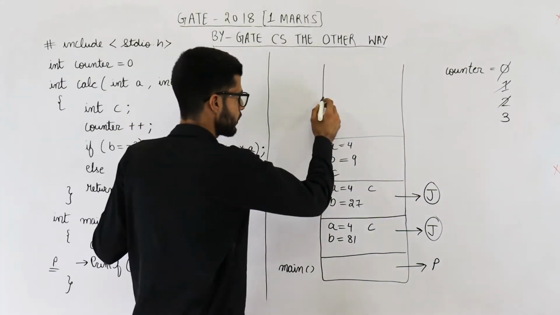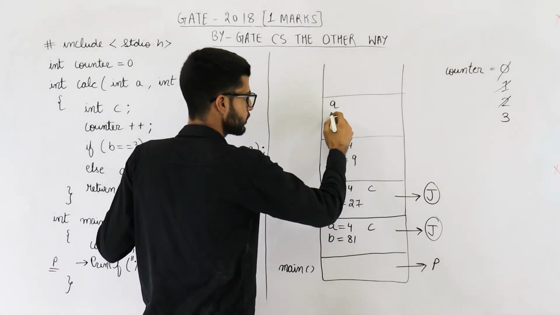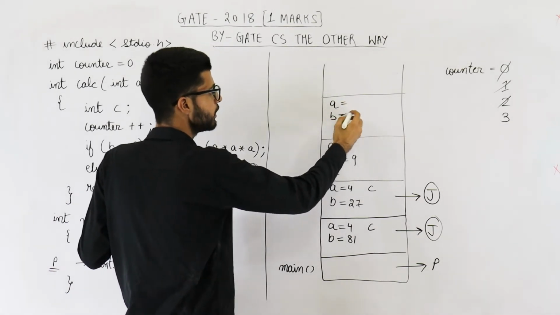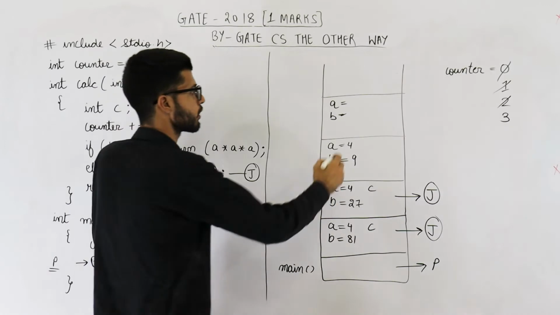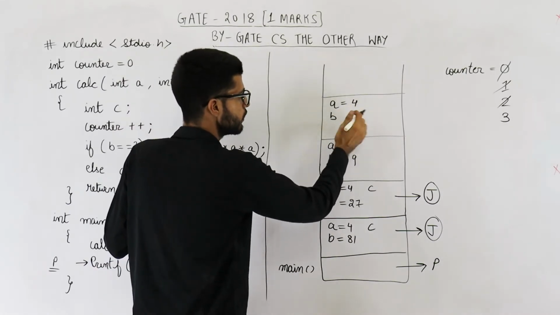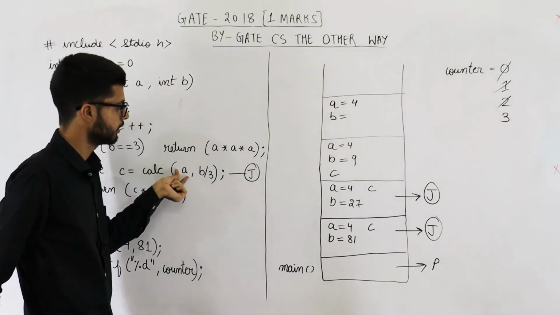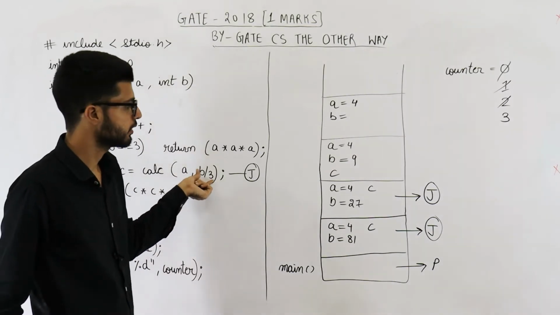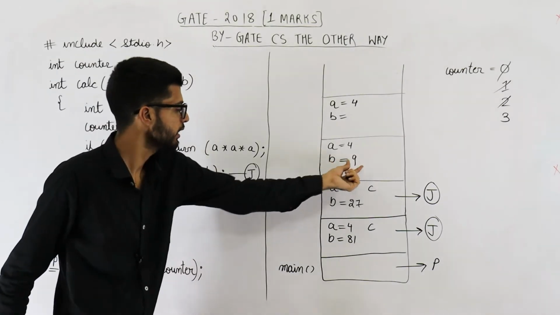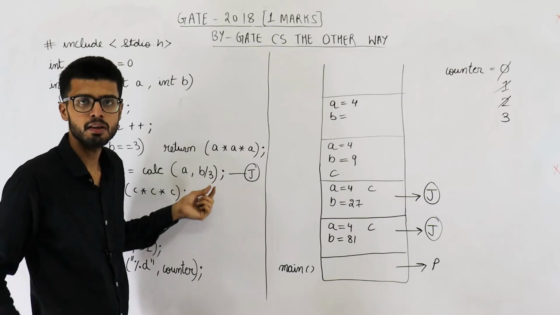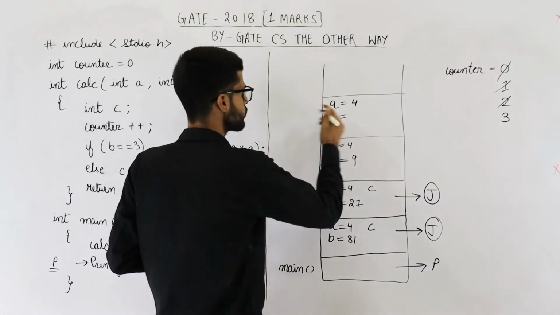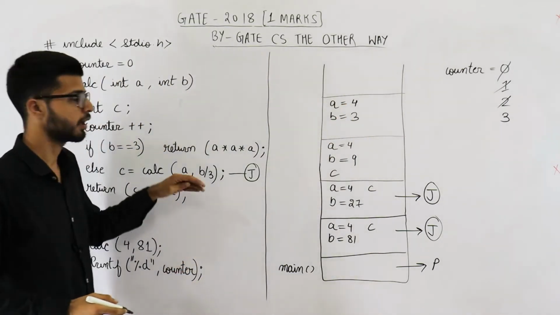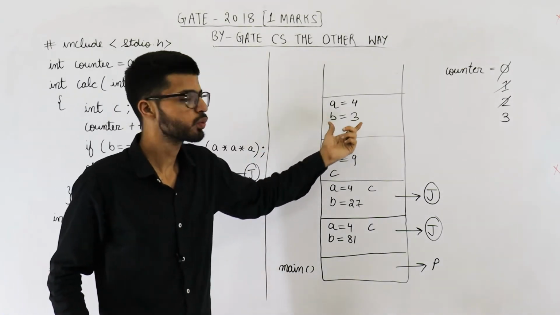Because a function is called, an activation record will be pushed. It will have these two variables A and B. A is given value 4. What is the value that we are assigning to B? That will be 9 divided by 3. Currently in this function, B is 9. So B divided by 3 will be 3. So 3 is passed. That means the new variable in the new function will get this value 3.